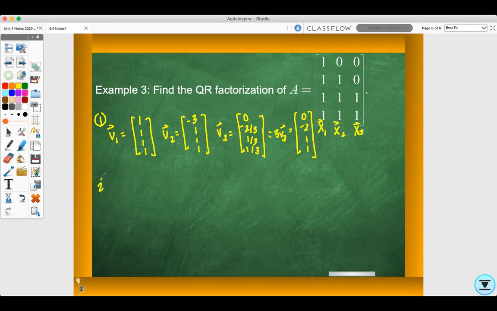Step 2, we need to normalize V1, V2, V3. When we normalize them, we'll call them U1, U2, U3. I want you to try this on your own again. U1 equals 1/2, 1/2, 1/2, 1/2. U2 would equal negative 3 over the square root of 12, 1 over the square root of 12, 1 over the square root of 12, and 1 over the square root of 12.